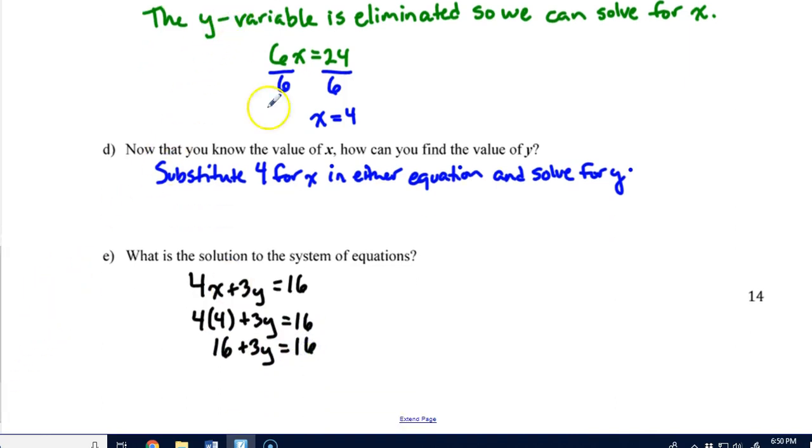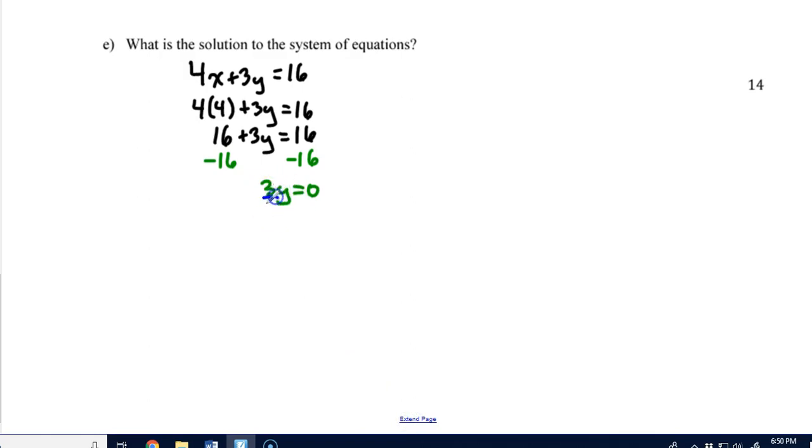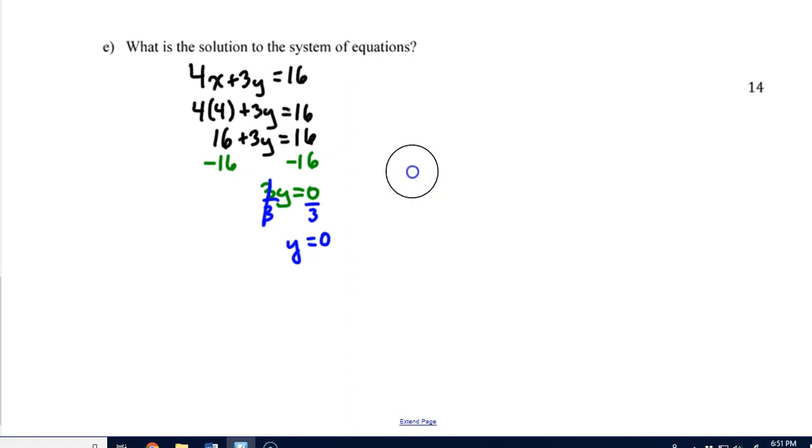There's a kind of a weird case here where we subtract 16 from both sides and we're left with 3y equals 0. So it's like, well, what do I do with that? Well, when we divide by 3 on both sides to isolate the y, that divides to 1, we get y equals, well, 0 divided by 3. That's 0. So there's our y value. So our solution is (4, 0).